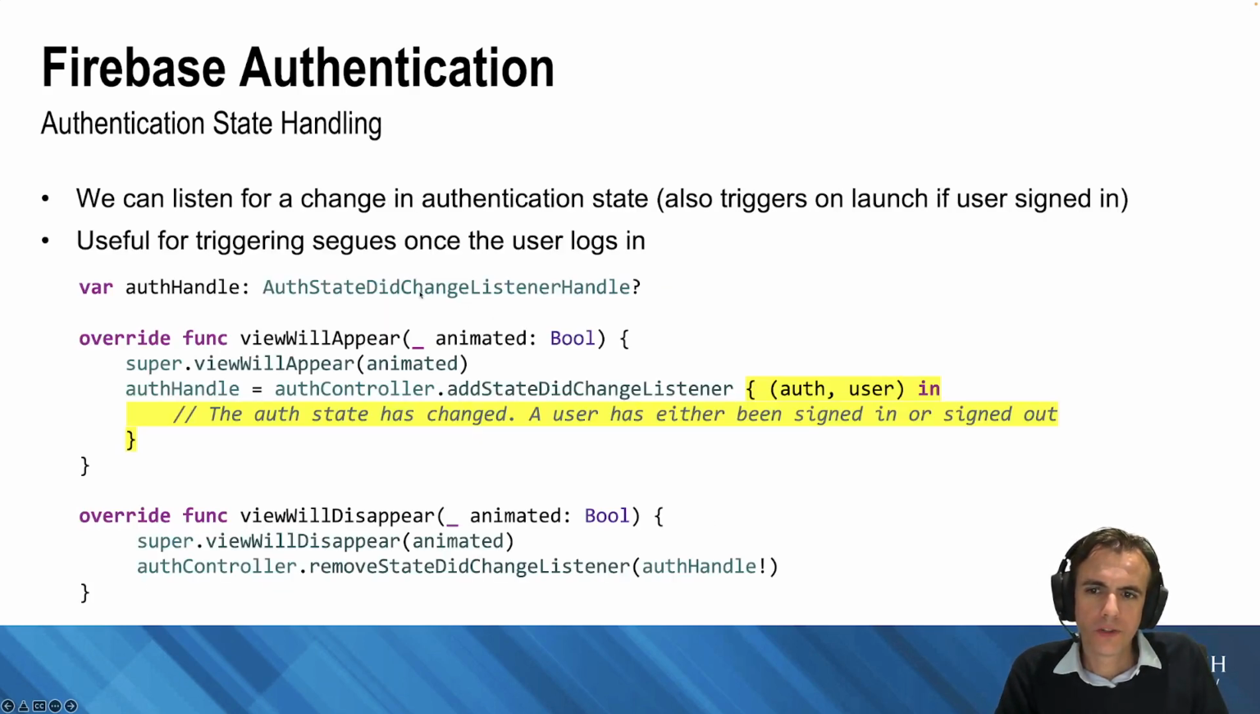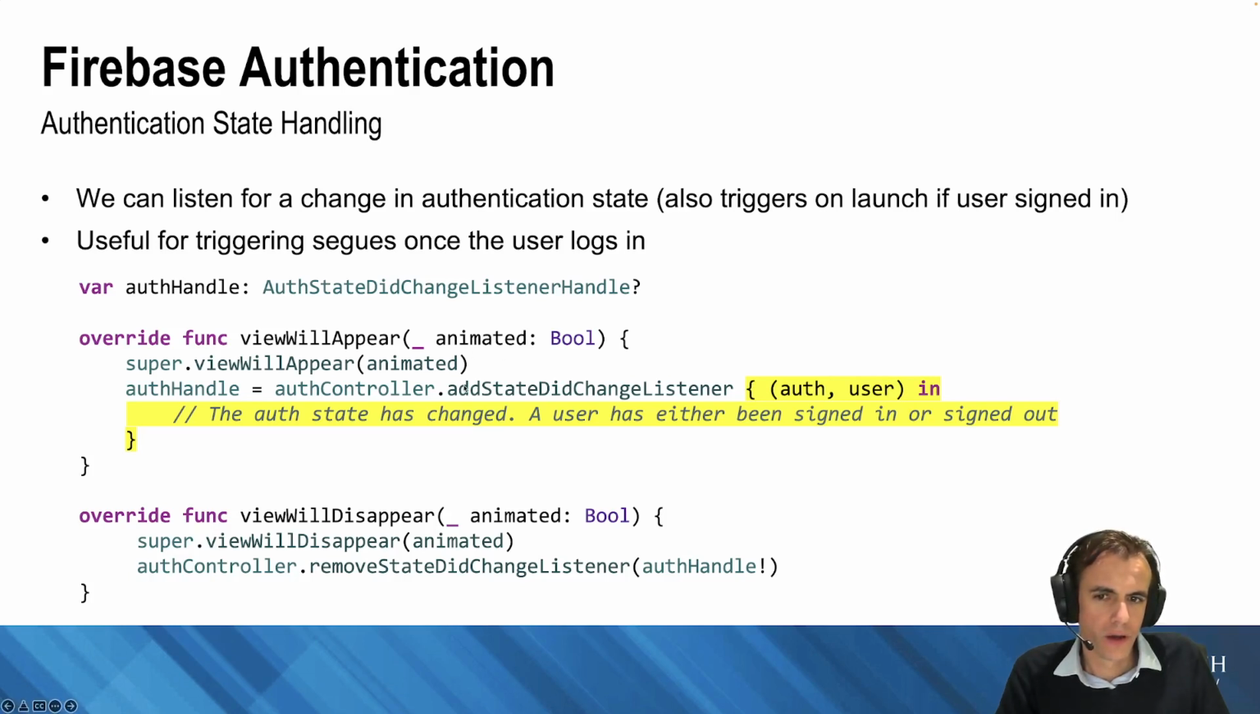Now, one of the things you realistically need to do is you need to listen for state changes, as in the user signing in or signing out, and handle this by going back to a login screen, or if you're at a login screen, transitioning to the normal first start page of your app. So how we do this is via a method called add state did change listener to the auth controller, and this is a closure that gets called every time the state changes.